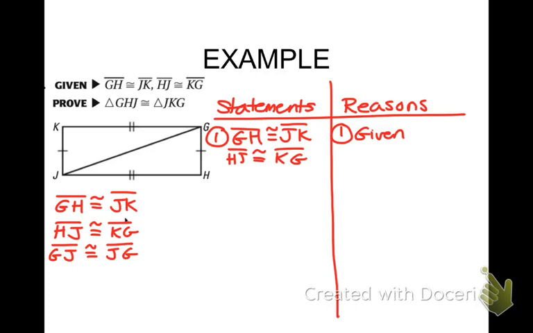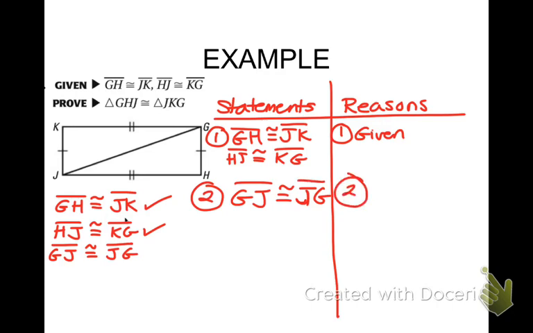Okay. Which ones are given to us? The first is given to us, and the second is given to us. So in order to prove that my triangle is congruent, I just need one more line. What should line 2 say under the statements? Line 2 of statements should just be GJ is congruent to JG. Good. That's symmetry.